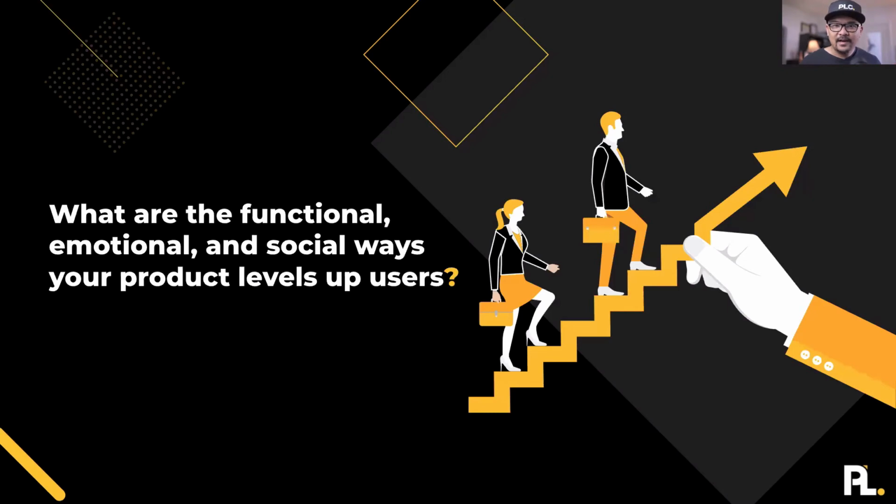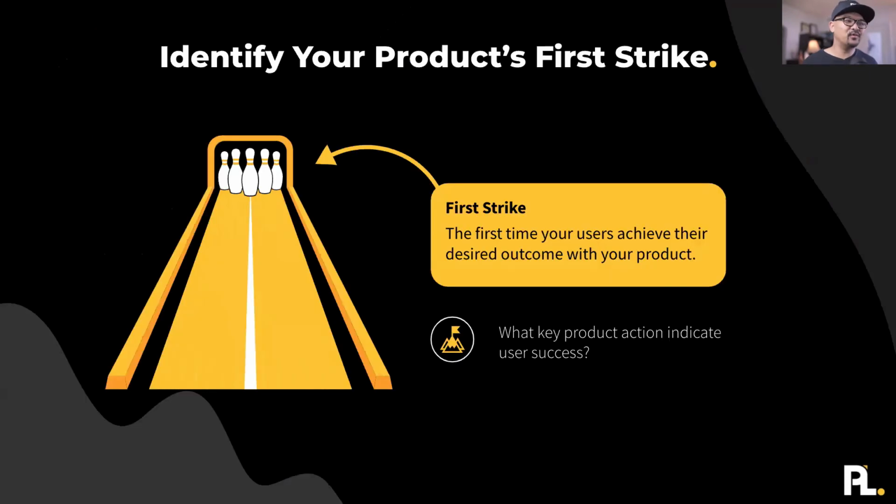And all of that comes to that holistic view of what success is for users. What are that functional, emotional, and social ways your product levels up users? Think about that for a second, and you really want to dig through this with your team and talk to a few customers, because once you get this, you're almost halfway there to improving your onboarding.